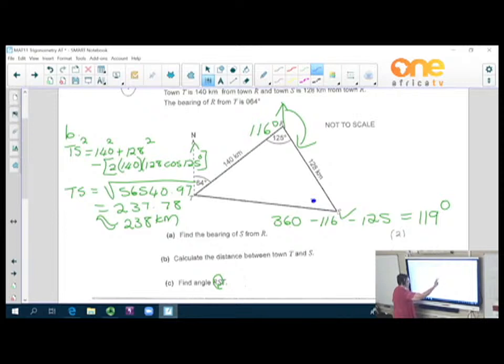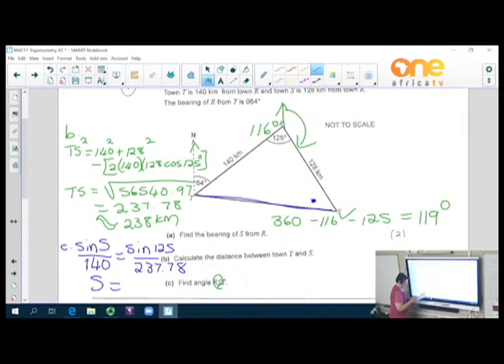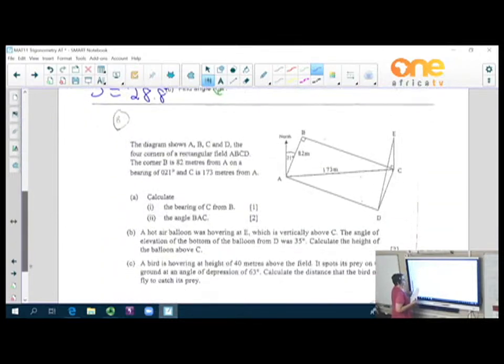Opposite sides, opposite angles that I have there. So for number C, we can say then that that is sine S over which side is opposite 140 is equal to sine 125, and this is opposite this side, which we have calculated now there, so I put it over 237.78. The unrounded one, you do cross multiplication, second function sine, and this angle is 28.8 degrees.